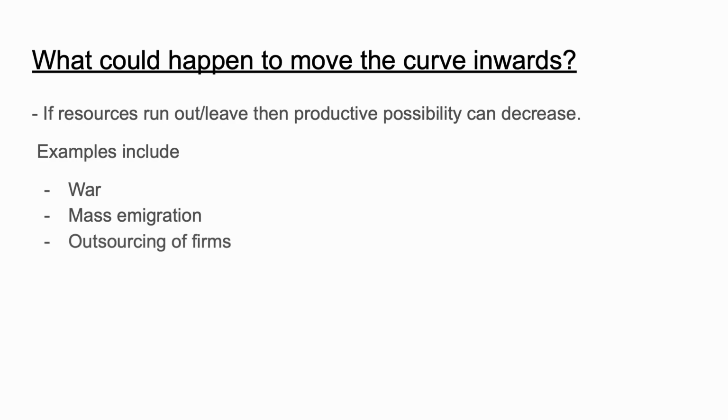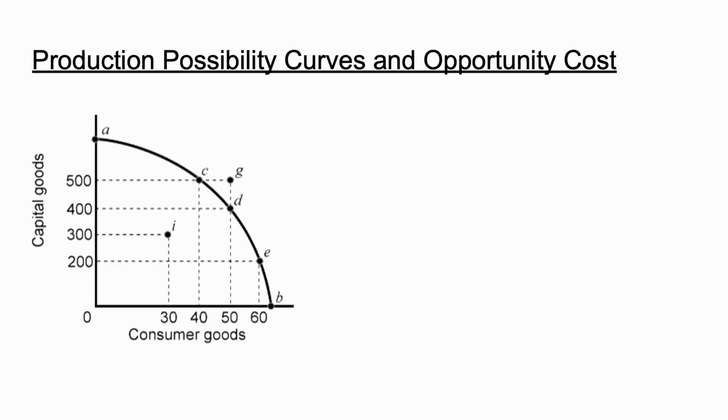We also have outsourcing of firms. If a company leaves to a country like China for cheaper wages, then you might find that there's a lot more unemployment going on, which means that the productive possibility will decrease. We also have deep recession. If there's been a large stock market crash, then companies might have less money, so therefore they are less productive. So what's the link between production possibility curves and opportunity cost?